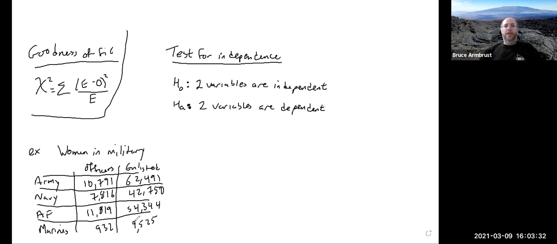All right, so here's how the test for independence is going to work. In this case, we'd be wanting to see: does the number of officers and enlisted depend upon which of the groups you're in? Is there some sort of dependence between branch of the military and number of officers and number of enlisted?